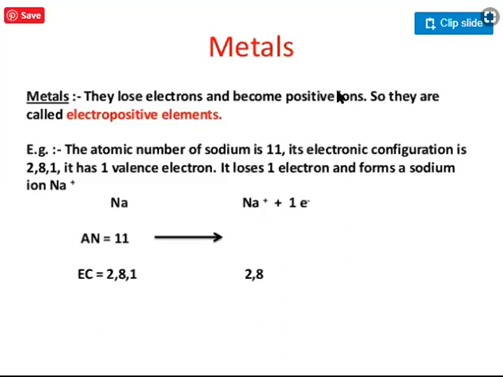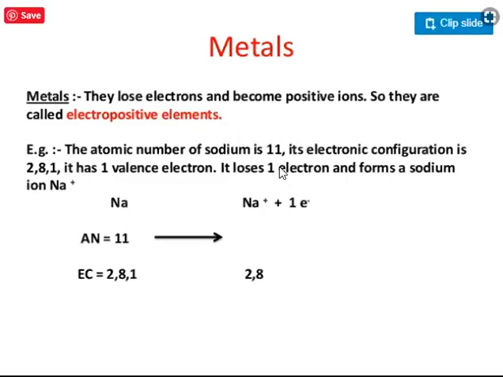So how do metals react? Metals lose electrons and become positive ions, because when they lose the electron, one negative charge is less, and because of that they become positive, so they are called electropositive. So you can say the metals are electropositive elements. Why? Because they lose electrons. You can see the example.